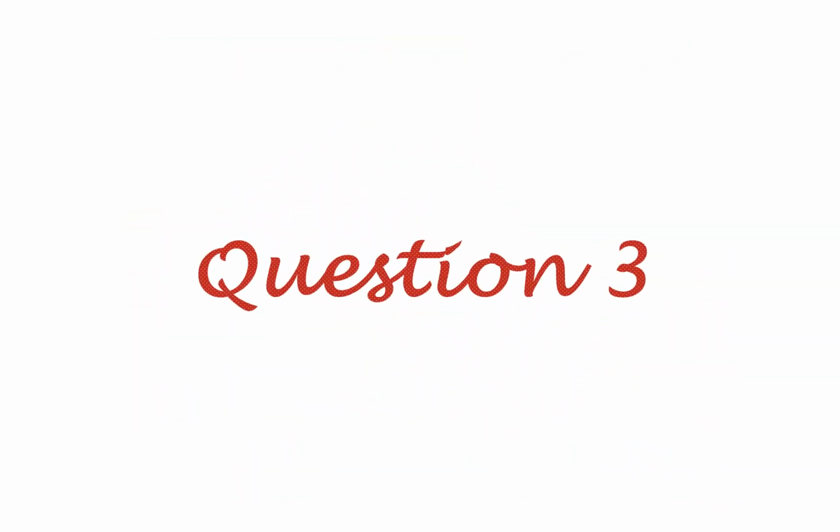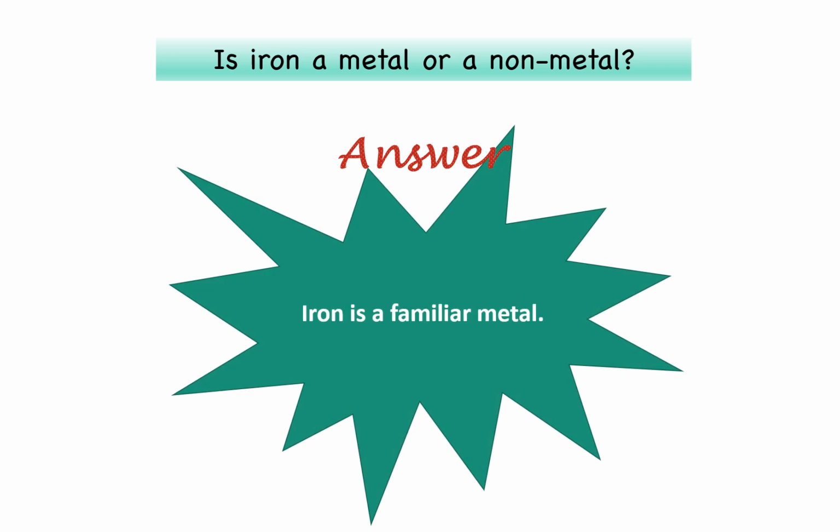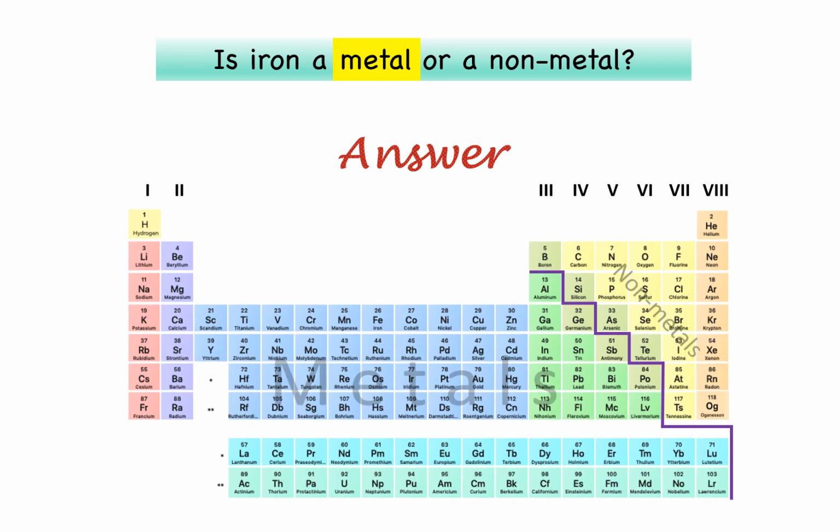Question 3. Is iron a metal or a nonmetal? Iron, a very common element, is a well-known metal, and its location on the left-hand side of the zigzag line on the periodic table indicates that it is a metal.